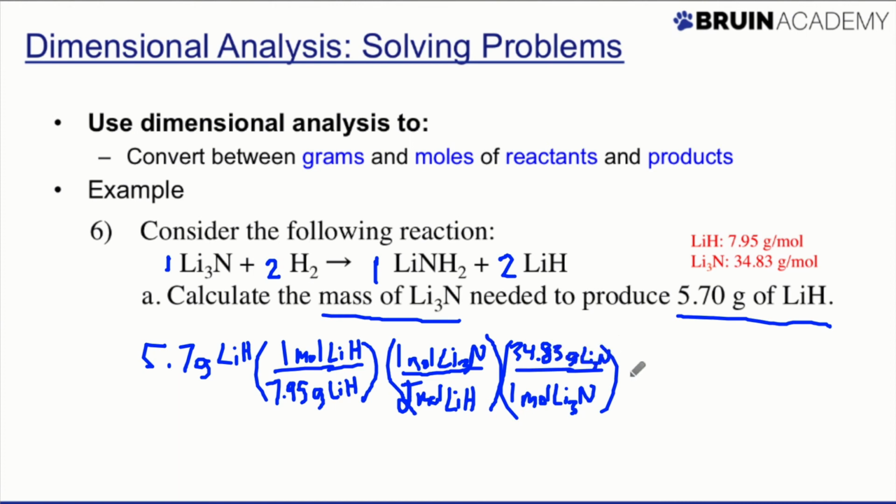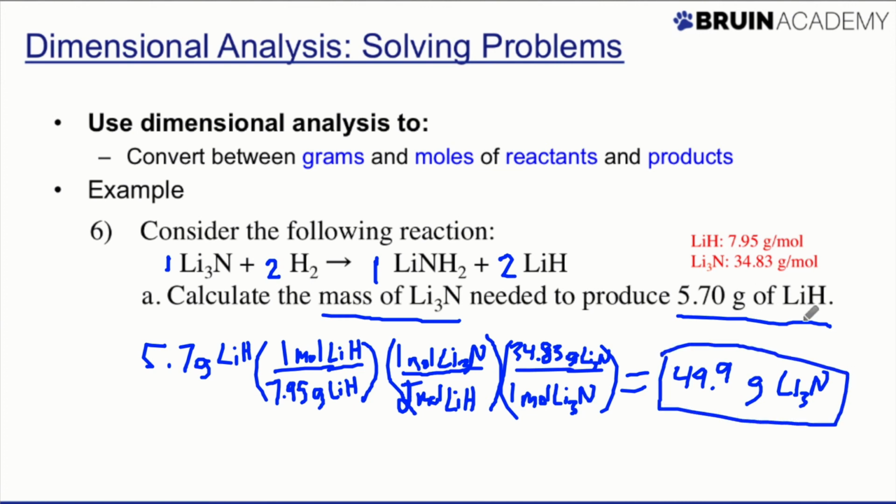And then you put this in your calculator and you solve. Let's go ahead and do 3 significant figures, 3 sig figs, because they give you 3 sig figs, and you should get 49.9 grams. And that's your mass of Li3N you produce when you start with 5.7 grams of LiH.